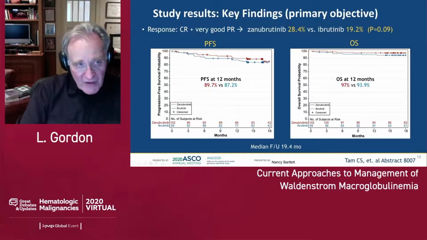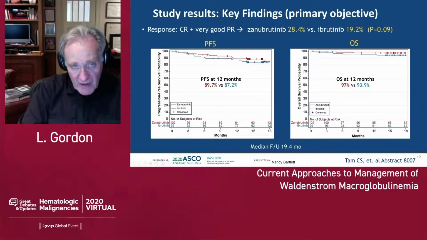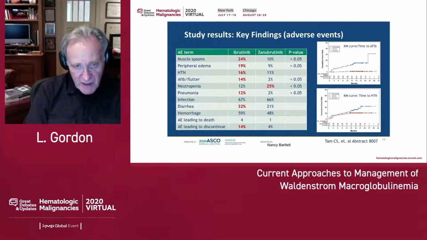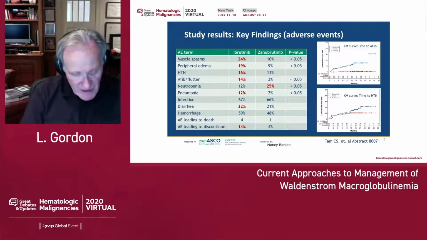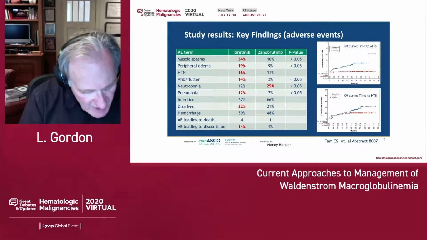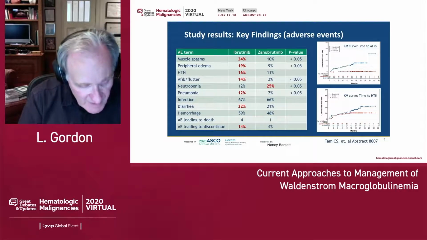If you look at the progression-free survival and overall survival, really no striking differences between the two. If you look at the response of a complete remission plus a very good partial remission, zanubrutinib was a little bit higher, but not statistically significant. So no major differences there. I think, however, if you look at the toxicity, this is where adverse events come into play as maybe the more important factor.